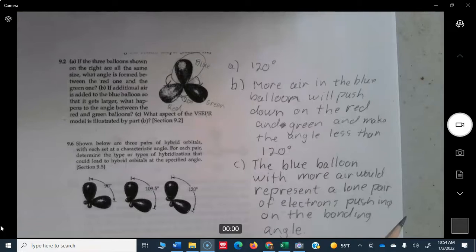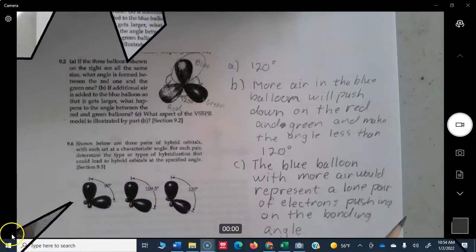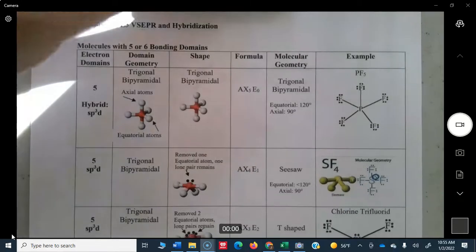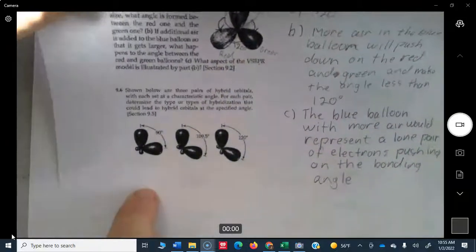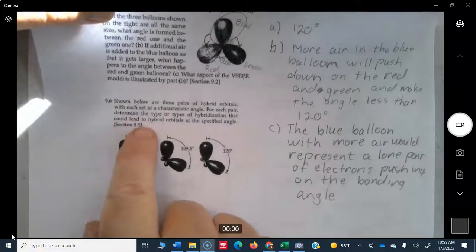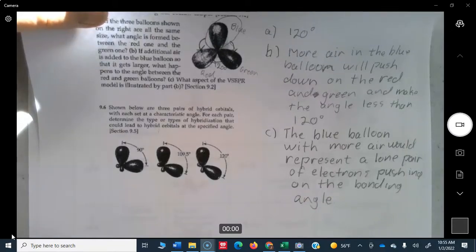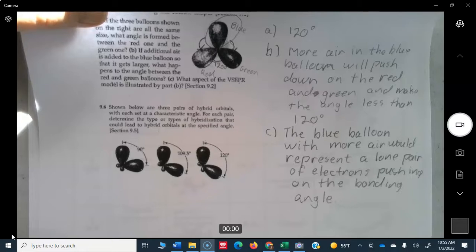Next. Now what I have put, let me show you this real quickly. Okay, so what I have put is the VSEPR reference sheet in here. It's part of the assignment. You can always just pull out your own, though. So for some of these problems, you're going to want to reference that. So let's go ahead now and look at 9.6. So below are three pairs of hybrid orbitals, each with a characteristic angle.